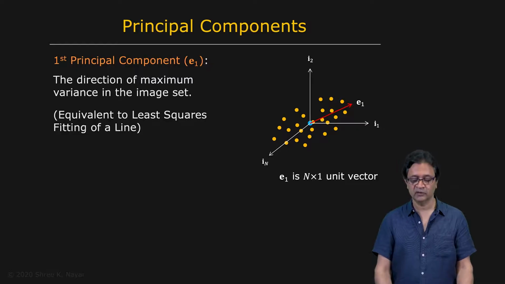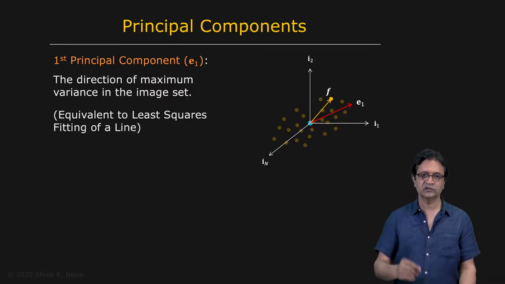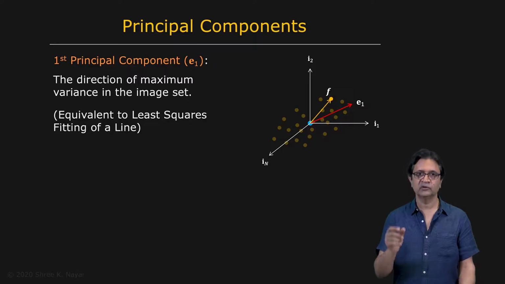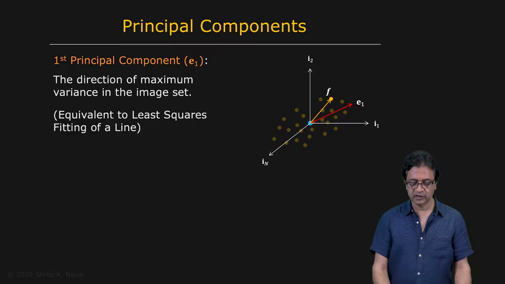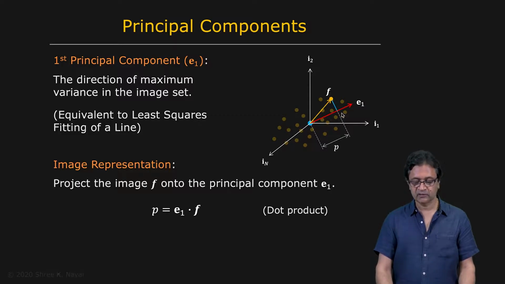And what does that buy you? Well, in principle, you can represent each one of these points in our distribution with now a single number, which is simply the projection of the image. We're going to use image and vector interchangeably when we talk about these points. So you simply take that image f and you project it to the unit vector E1. And what does projection mean? You're simply finding the dot product of f with E1. And that gives you a single number p.